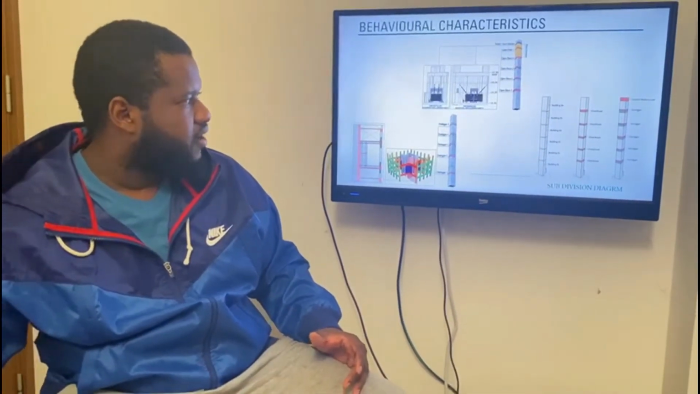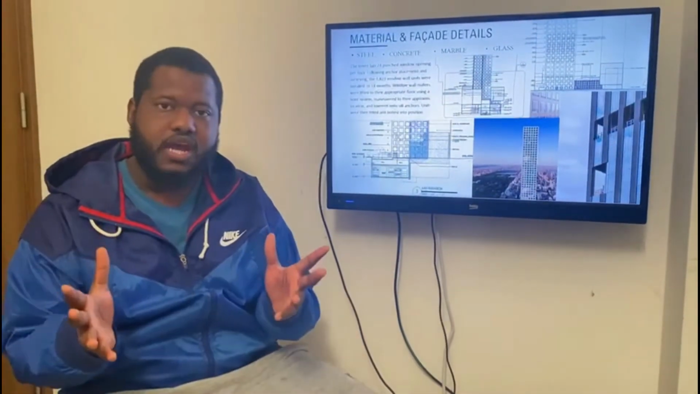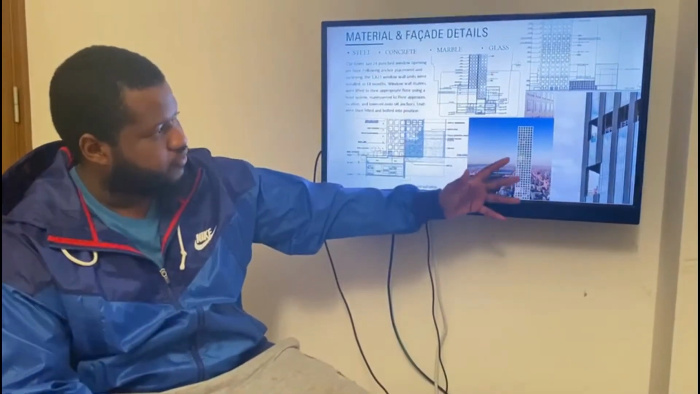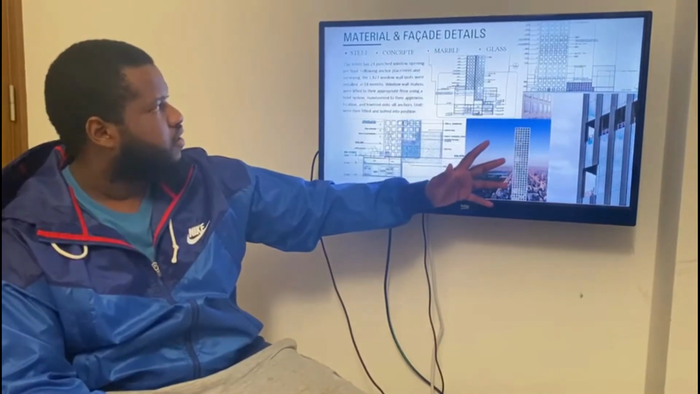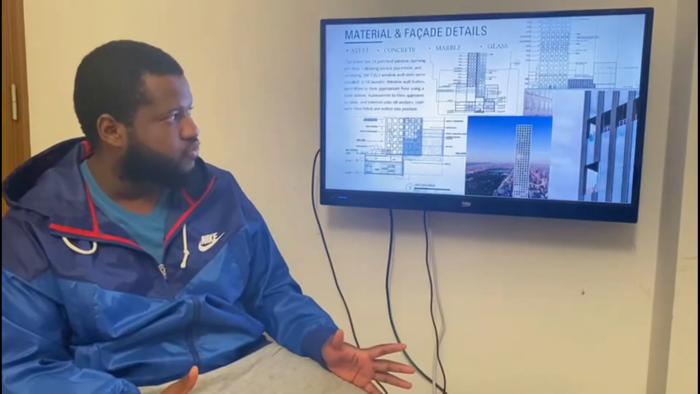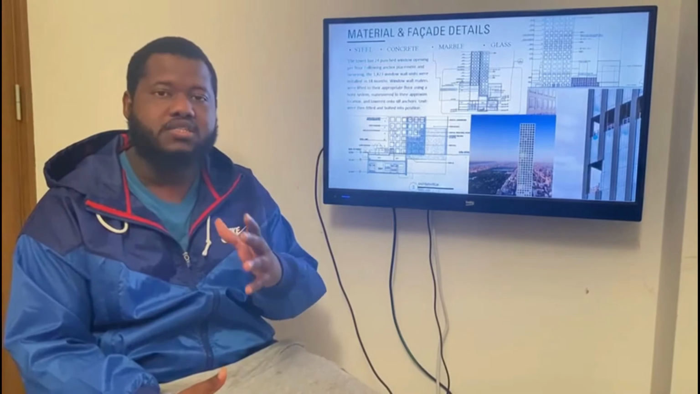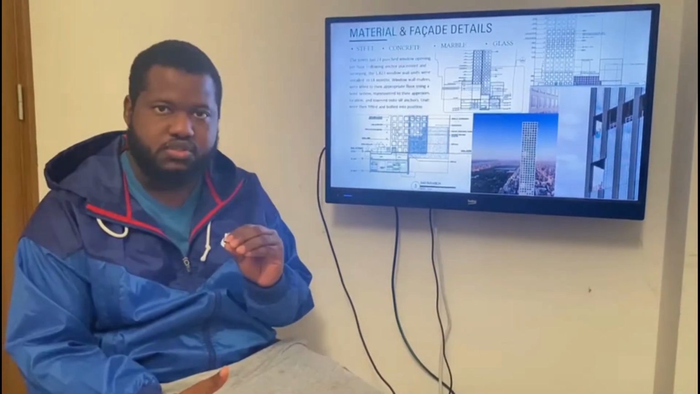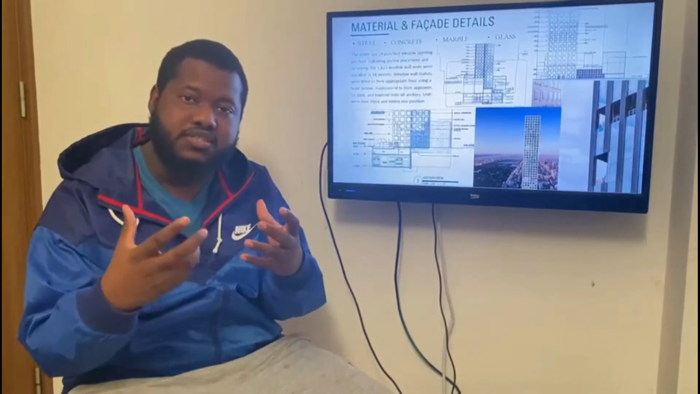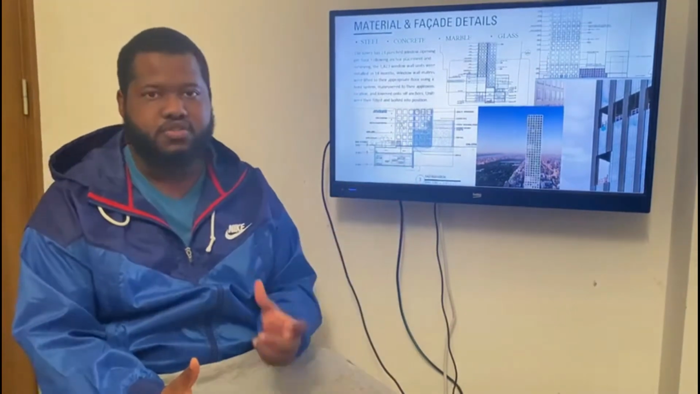Coming to the next slide, the material and the facade details. The materials are basically steel, concrete, marble, and glass. As you can see from the facade of the building, they used four main materials to accomplish this structure. And as for the facade details, each floor has 24 punched windows, which used a hoist system to install these windows, and they were bolted into position.